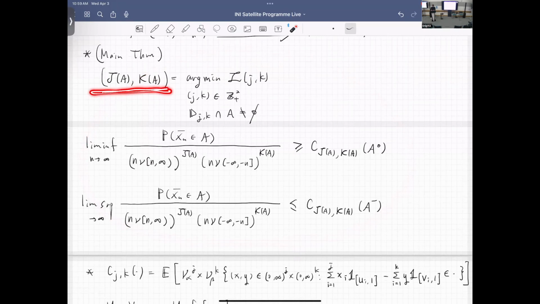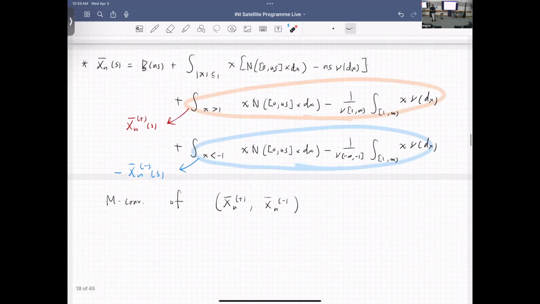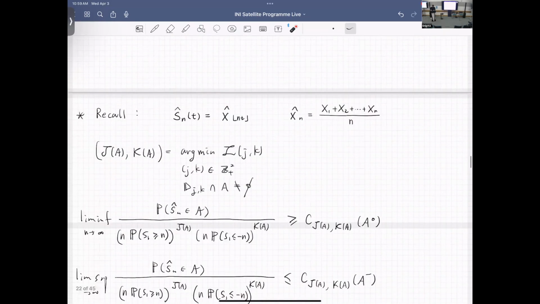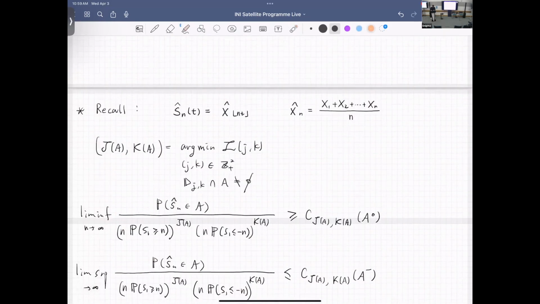Now you have two arguments, J and K, so number of upward and downward jumps. And this argument, this minimum is basically, so what is this? This was the cost here. So this is equal to alpha 1 minus 1 J plus alpha 2 minus 1.